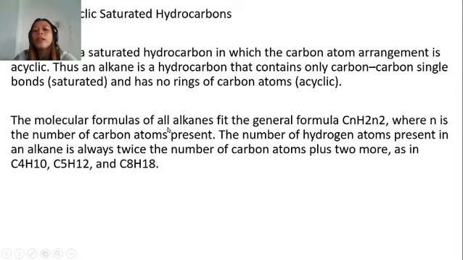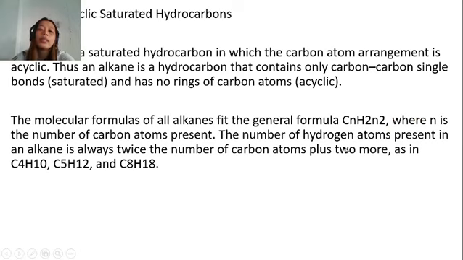The molecular formulas of all alkanes fit the general formula CnH2n+2, where n is the number of carbon atoms present. The number of hydrogen atoms present in an alkane is always twice the number of carbon atoms plus 2 more. So for all our alkanes, the usual chemical formula is CnH2n+2.